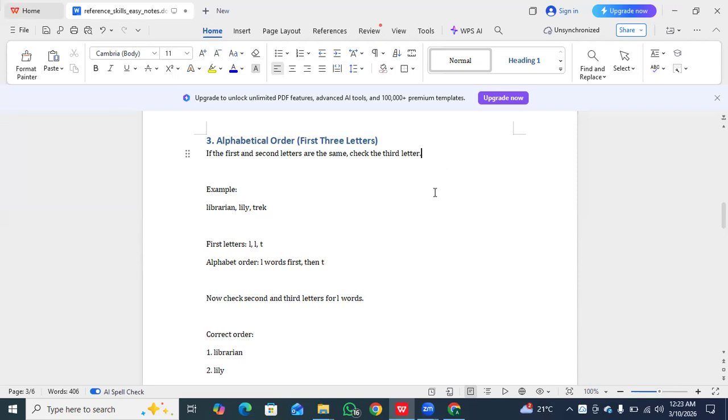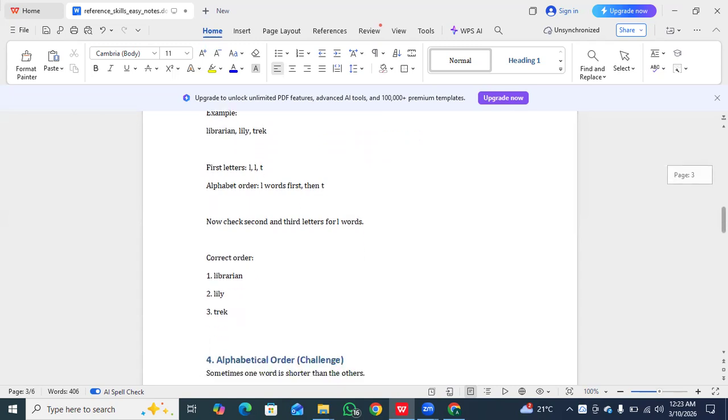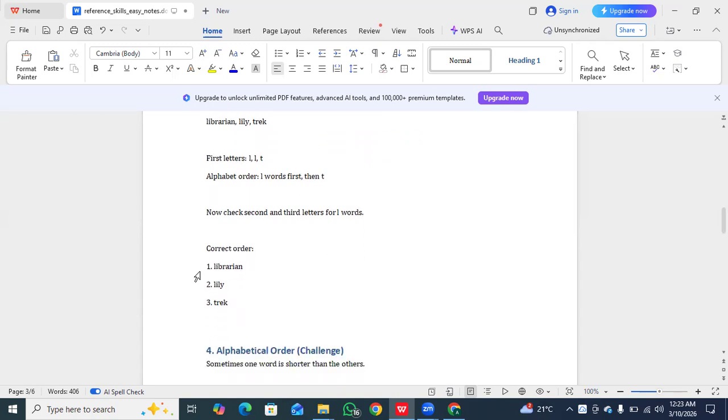For example, we have the words librarian, lily, and track. First letters are L, L, and T. In alphabet order, L words come first, then T. Now check the second and third letters for the L words, librarian and lily.